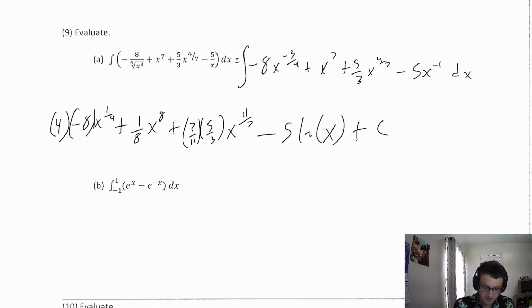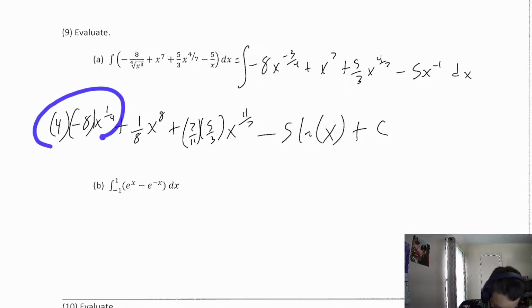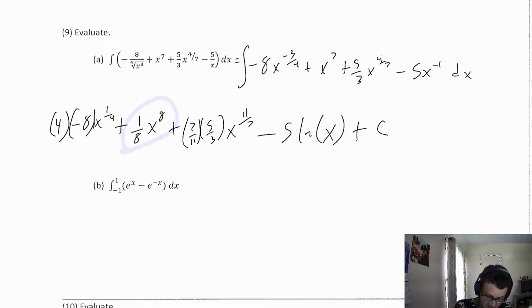Plus c. Always have to throw on your constant of integration. And now if you're nervous you did an integral wrong, you can always take the derivative of your answer. If we were to go term by term taking a derivative, this term would become minus 8x to the minus 3/4. This term would become x to the 7th. This term becomes 5/3 x to the 4/7. And this term becomes minus 5 over x. So we did that one correctly.